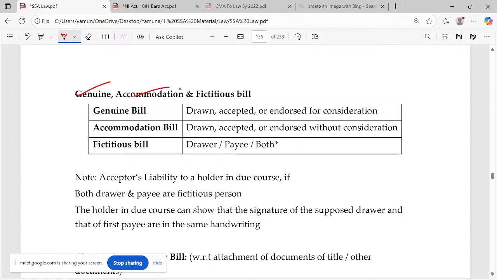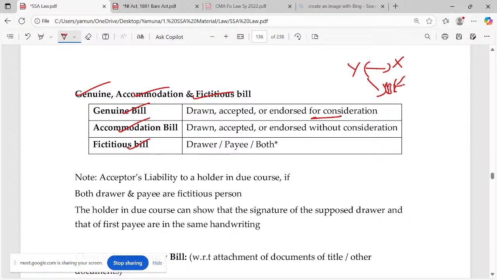Genuine bill, accommodation bill, and fictitious bill. A genuine bill is actually drawn, accepted, or endorsed for consideration, meaning genuine. An accommodation bill is like what X and Y did with the banker: I will show it as if I borrowed, you show it as if you borrowed. You call this an accommodation bill.